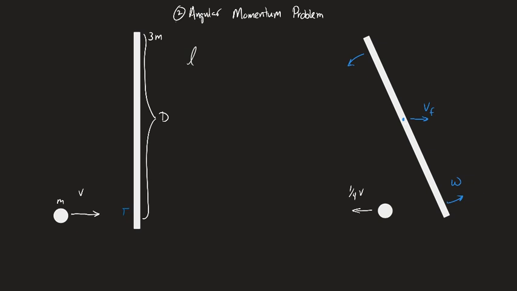Now, it might not be obvious because there's no fixed pivot point. But remember, when it comes to angular momentum, you choose the appropriate pivot point that brings the system together. Meaning, what is the pivot point for the system? That's going to be the center of the rod. The rod's going to rotate about its own center.